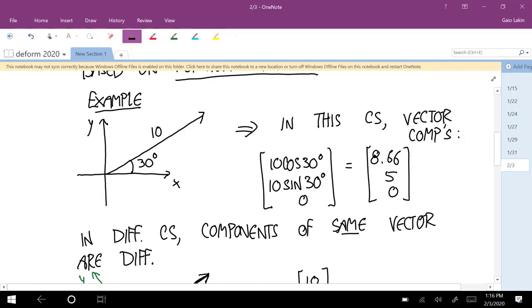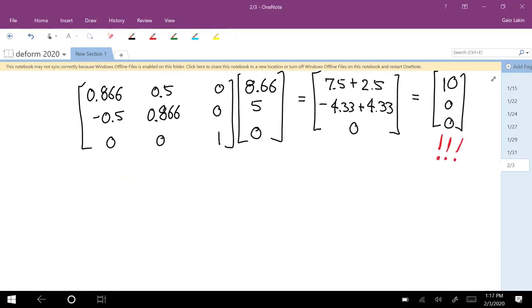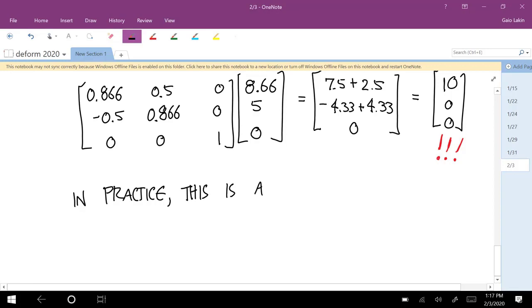So we started with this. We made a rotation matrix that goes from this coordinate system to the next one. And then we multiplied this to the rotation matrix. And what we got was what we had already figured out should be the components of that vector in this rotated coordinate system. Yep. In practice, that's not the way we're going to think about it. We'll think about it in an easier way. So this is an easier way to think about rotation matrices.